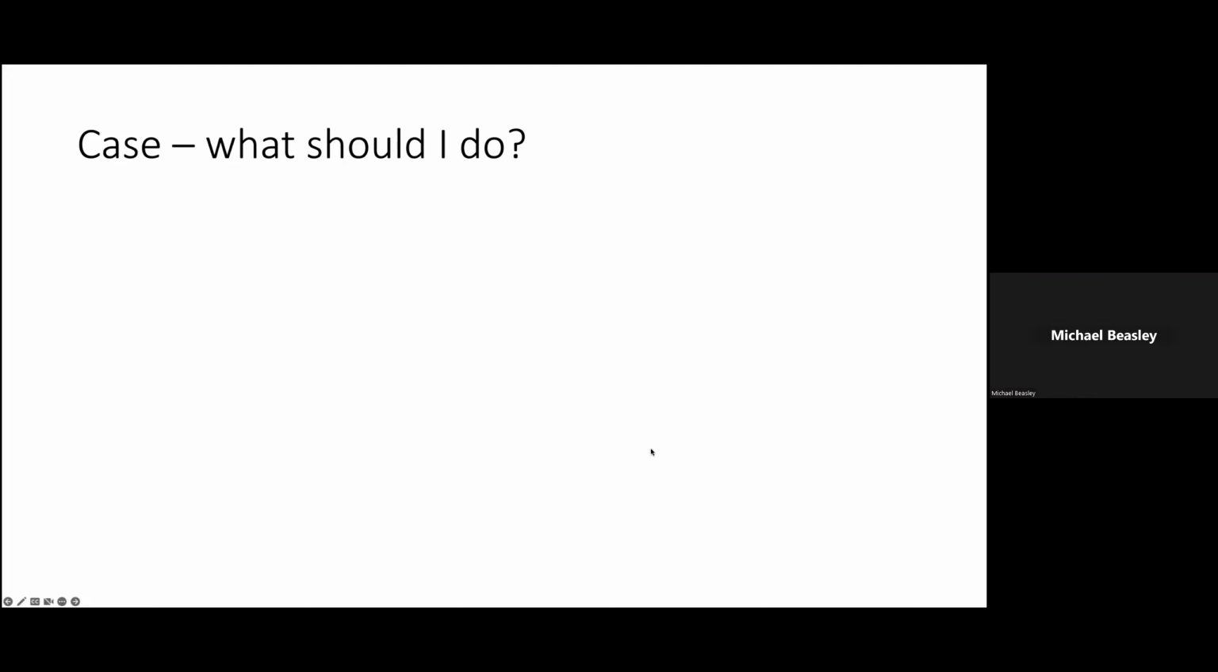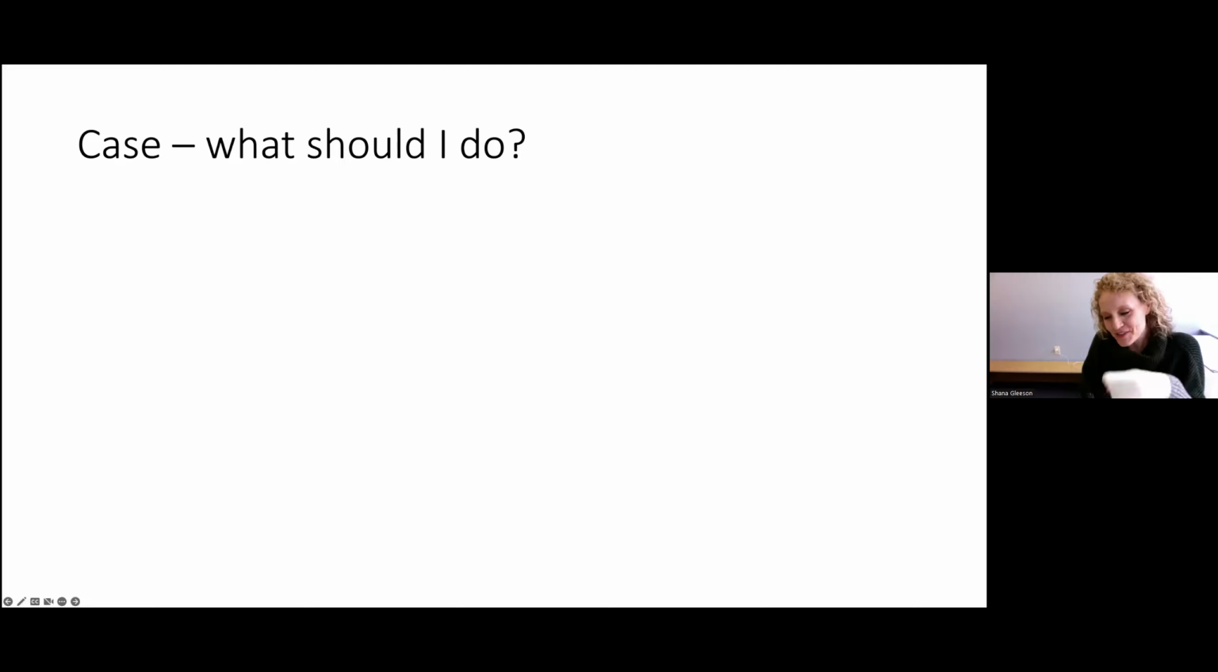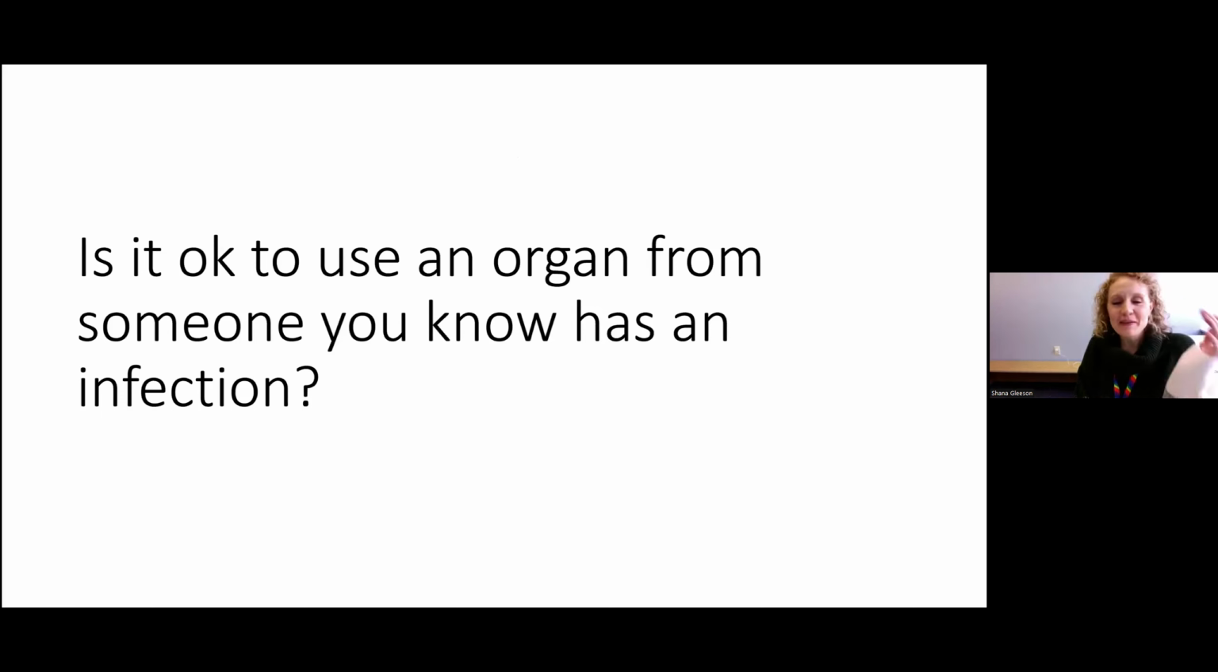Sounds like a big conundrum. Yeah. So call your ID consultant, which is what happened in this case, and have them tell you what to do. So the larger question, and part of what I use this example for with other audiences as well, is: is it okay to use an organ from someone you know has an infection? Is this a big bad thing, that we had this donor that had flu and syphilis, and then the heart was still used for this patient?